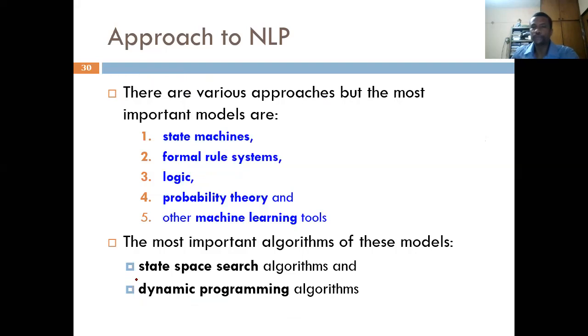Now we're going to talk about these 5 important kinds of modeling that we have for natural language processing: state machine, formal rules, logic, probability, and machine learning. And we're going to start from the very basic one, which is a state machine.